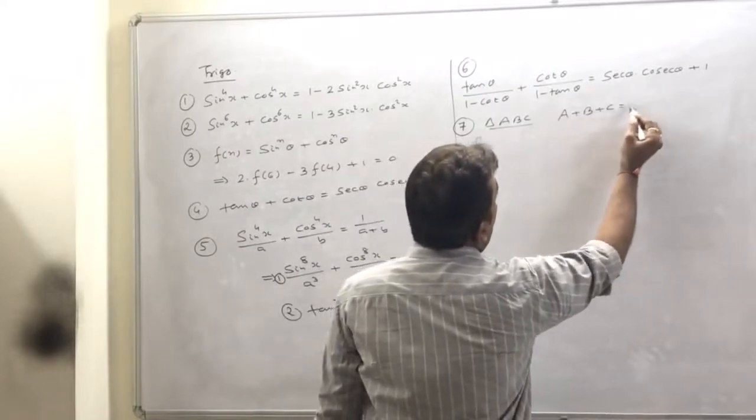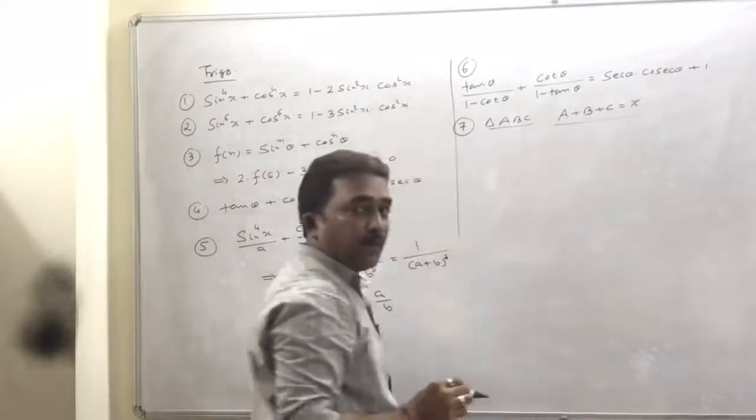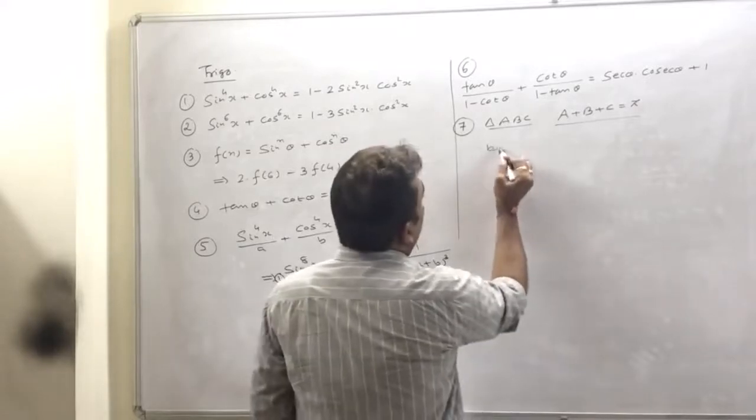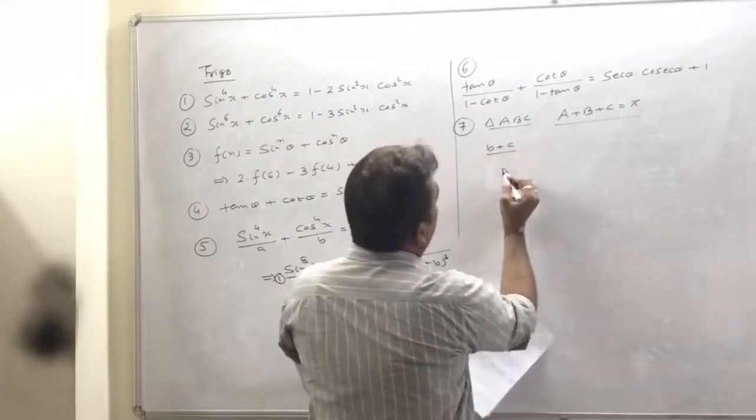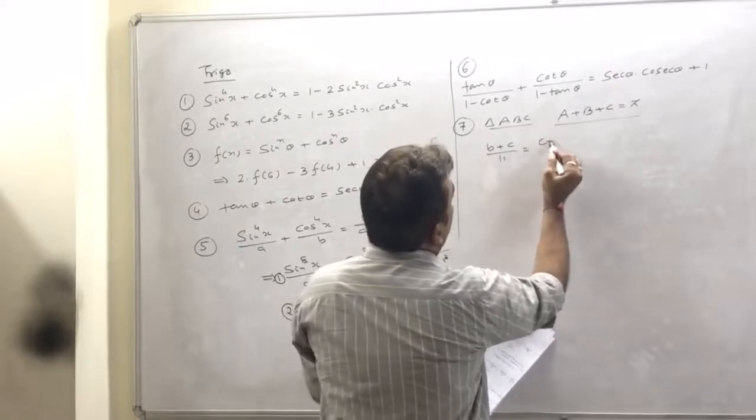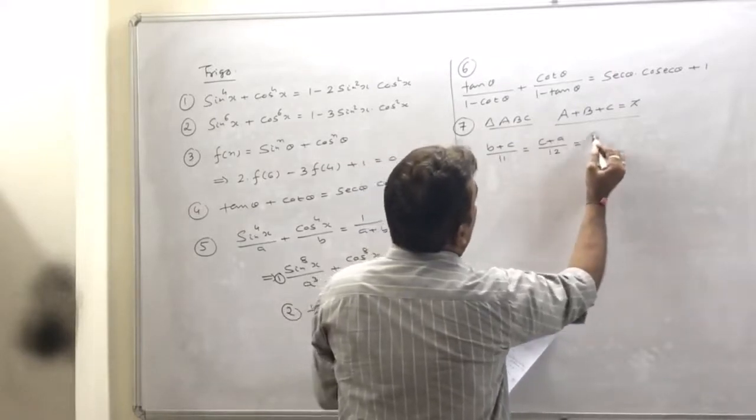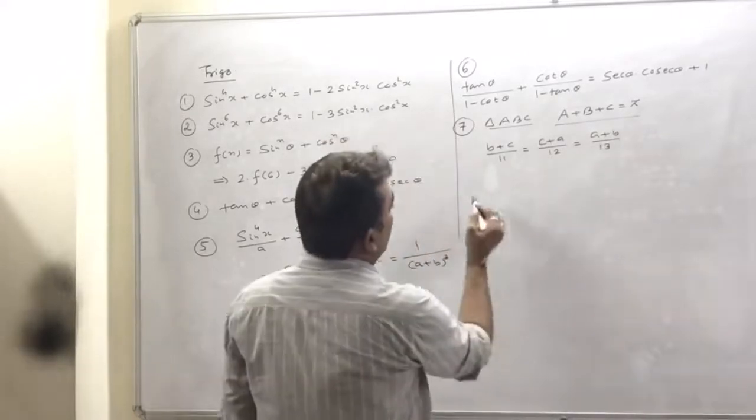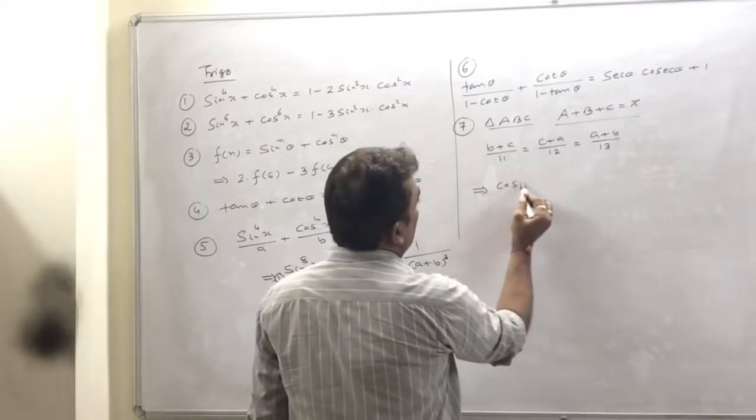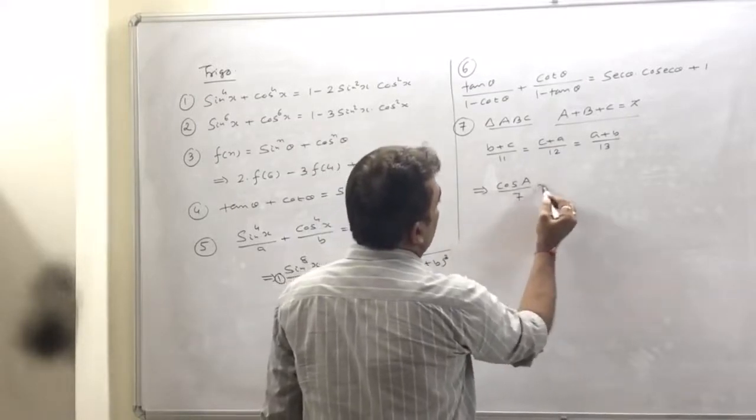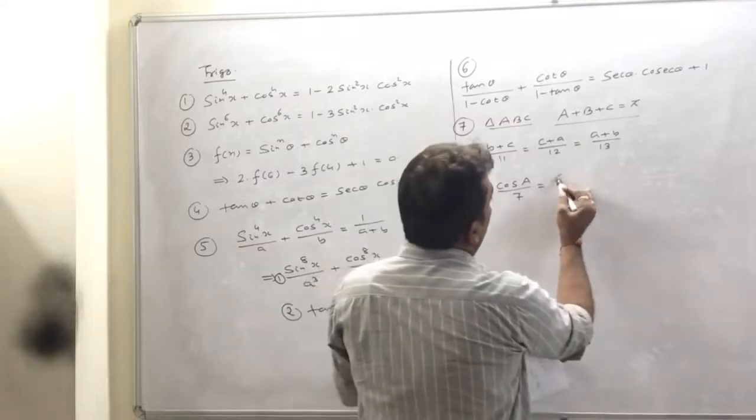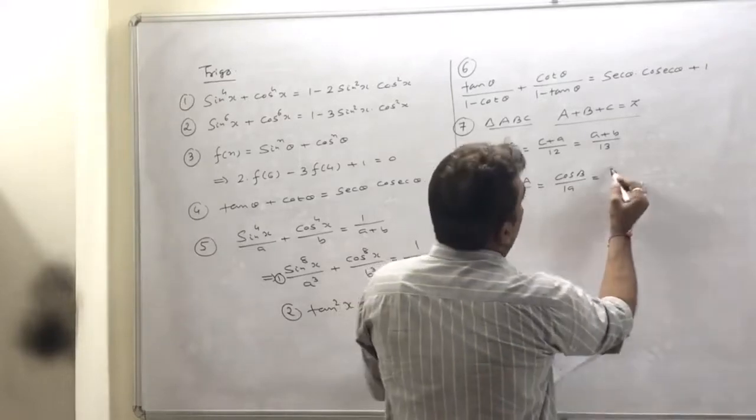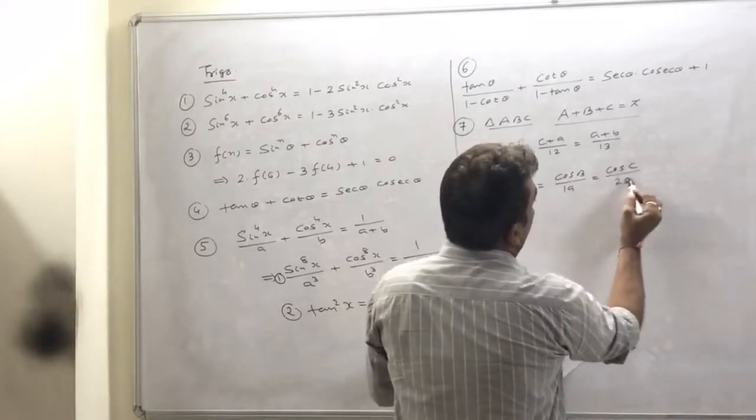A plus B plus C equal to pi, which is already given, and then prove that if B plus C upon 11, C plus A upon 12 and A plus B upon 13, then prove that cos A upon 7 is equal to cos B upon 19 is equal to cos C upon 25.